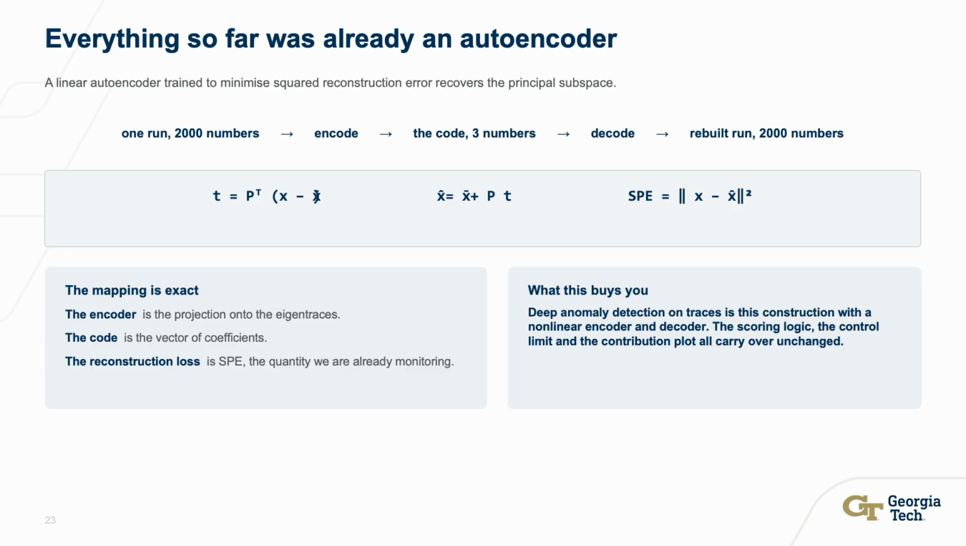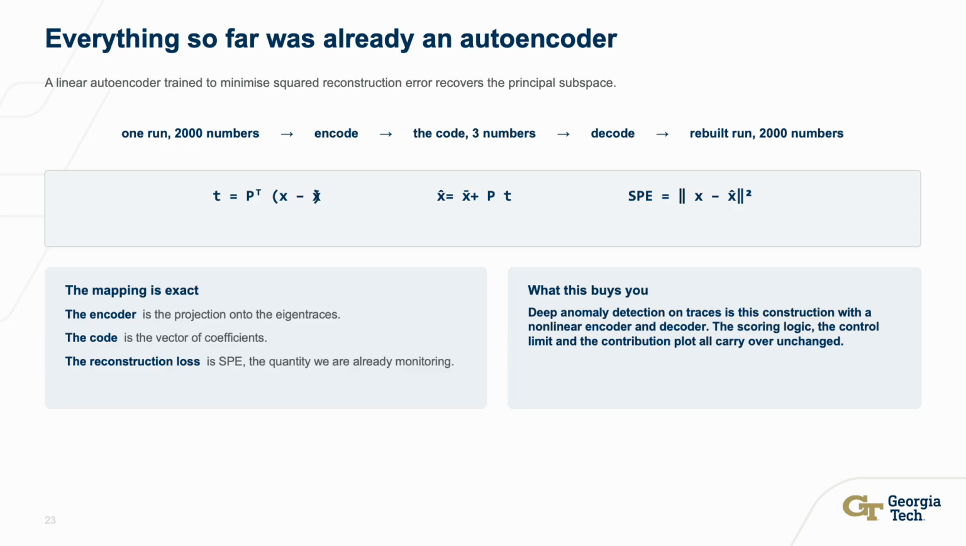Follow the mapping. The encoder is the projection onto the eigentraces. T equals P transpose times x minus the mean. The code is the vector of coefficients, 3 numbers. The decoder is the reconstruction. X hat equals the mean plus P times T. And the reconstruction loss, the thing the autoencoder is trained to minimize, is exactly the quantity we call SPE.